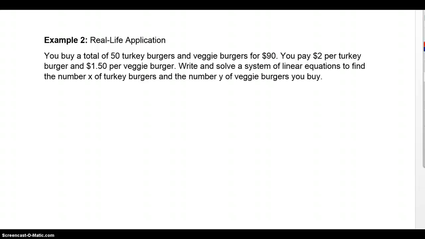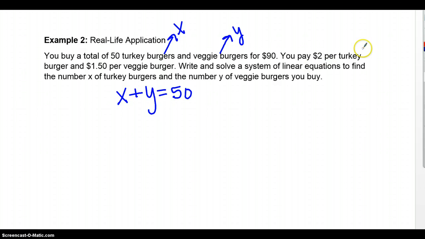These are the ones where I give you a word problem and you have to write the two equations before you can solve them. Okay, so you buy a total of 50 turkey burgers. We're going to set that equal to x, and we're going to set veggie burgers equal to y, for $90. So I know the amount of turkey burgers plus the amount of veggie burgers has to be equal to 50 total burgers combined.